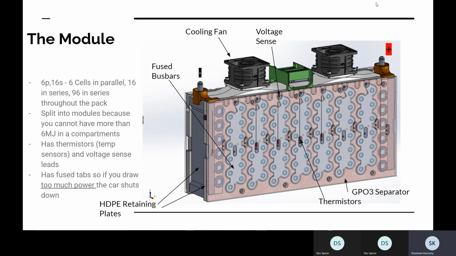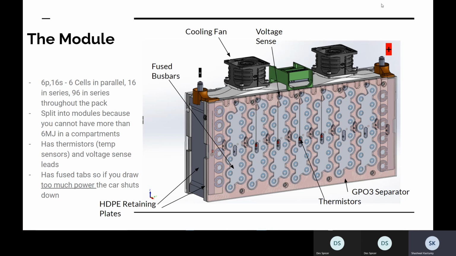Yep. So like I said before, the electrical configuration of these cells in the module is 6 parallel 16S. And that sums over 6 modules to 96 series cells throughout the entire battery pack. I mentioned why we have this module compartmentalization. It's because of the 6 megajoule limit per accumulator compartment.